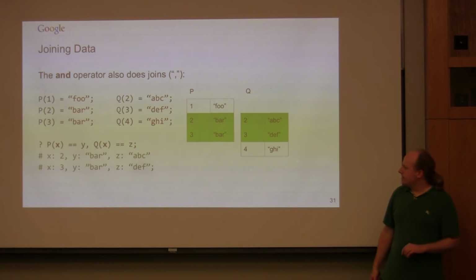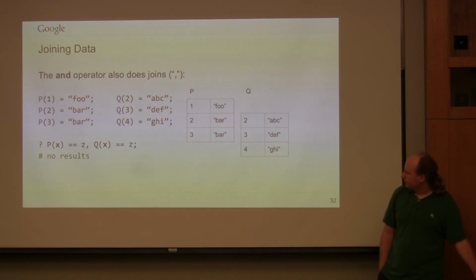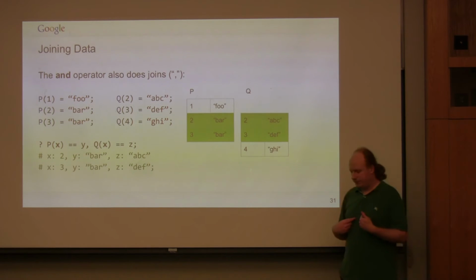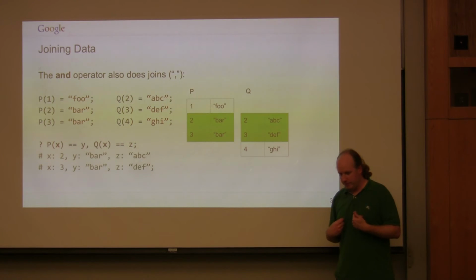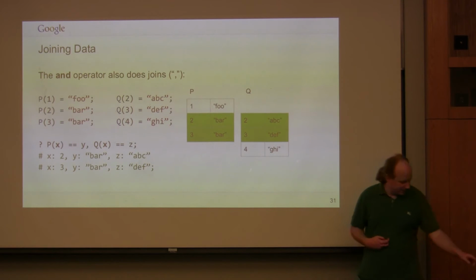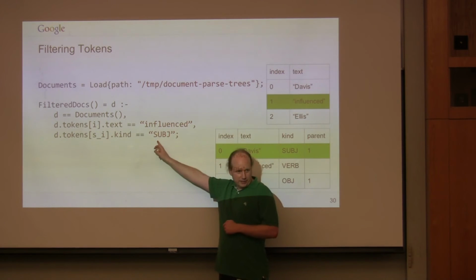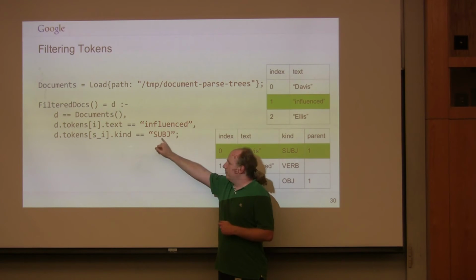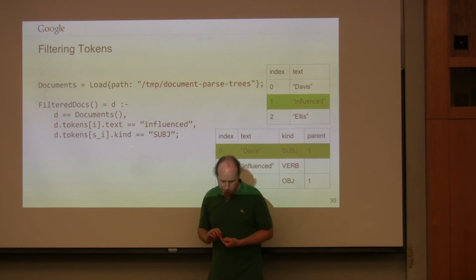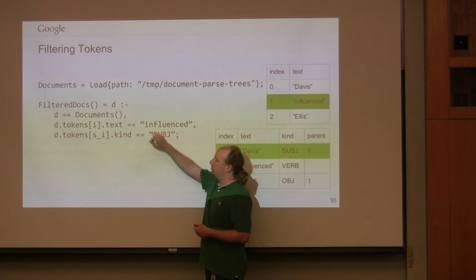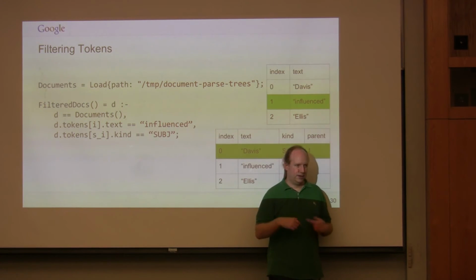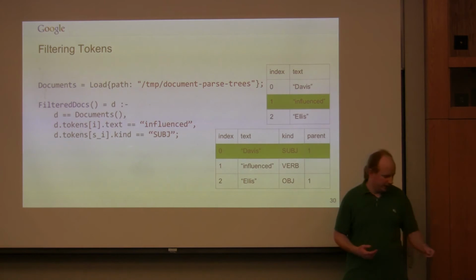Okay, so now we have a subject, and we need to do a little bit more. Now we need to join data. Sorry, let me back up a little bit. In addition to the subject, one of the constraints we wanted to express on our subject is that the subject needs to be a child in the parse tree of influenced. And for this, we need to do a small join.